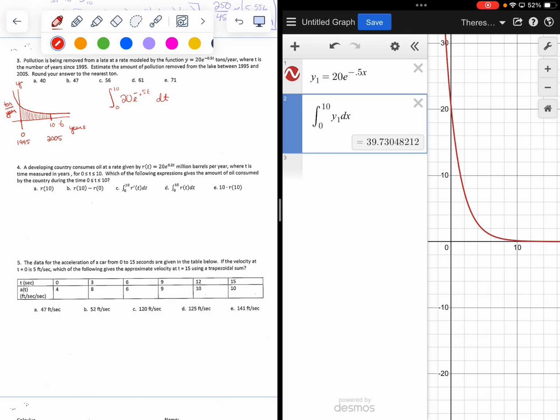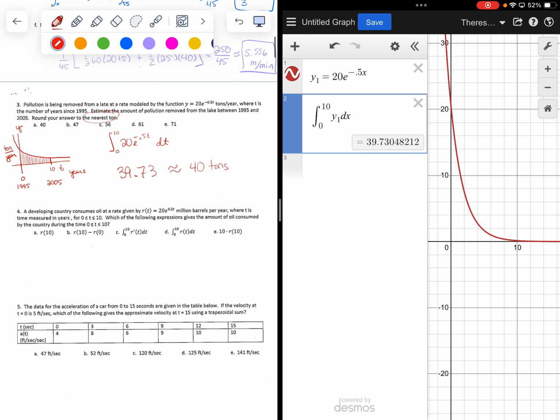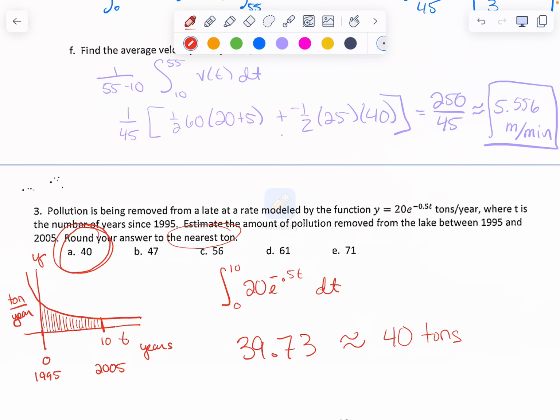The instructions say round to the nearest ton, which means that 39.73 is approximately 40 tons. Wow. Worth practicing with and making sure you can feel comfortable with that, okay?